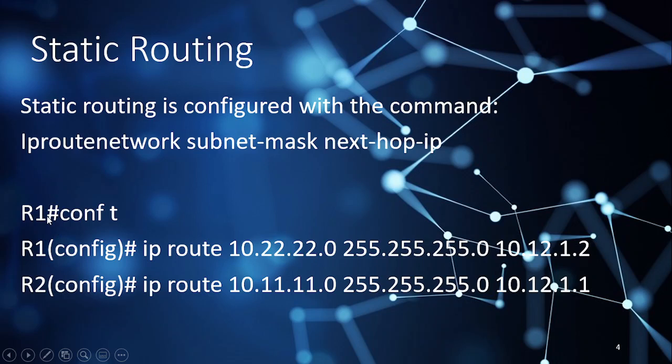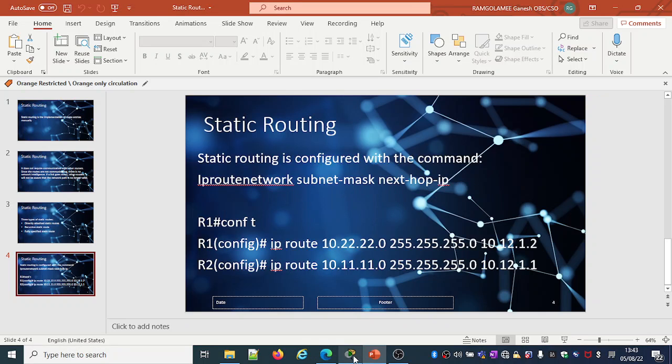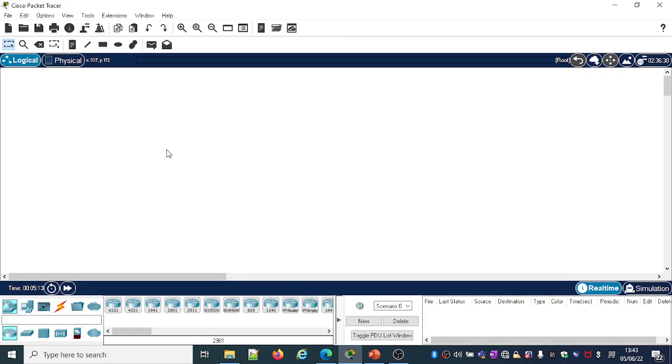So here's a simple configuration of router R1. We went into the configuration terminal, and under the configuration terminal we have set up this command, which is ip route 202.2 and so on, and R2 with a different IP route. I'll be giving you a demonstration of how it works. So let me bring it up in Cisco Packet Tracer.